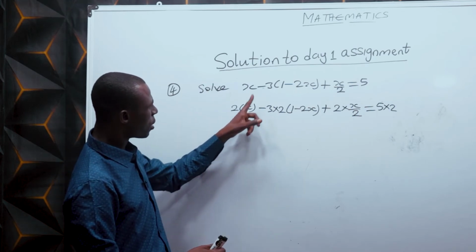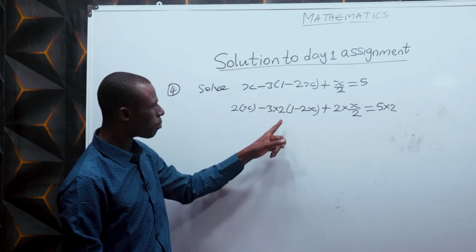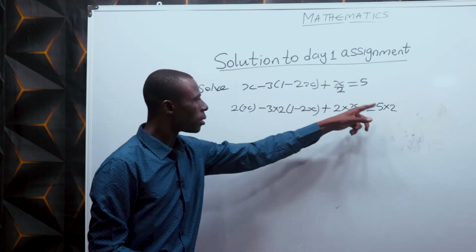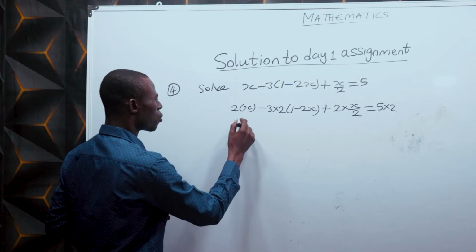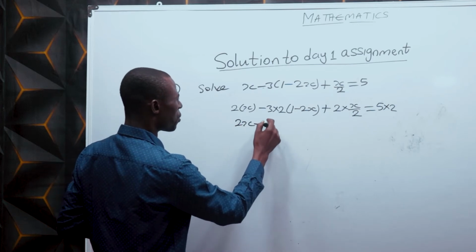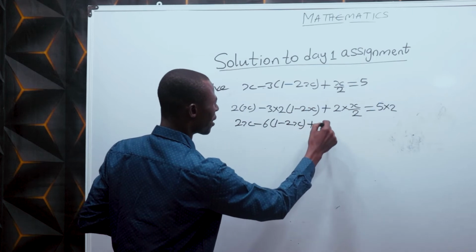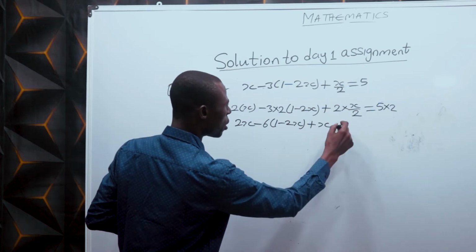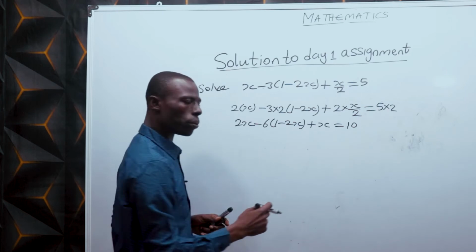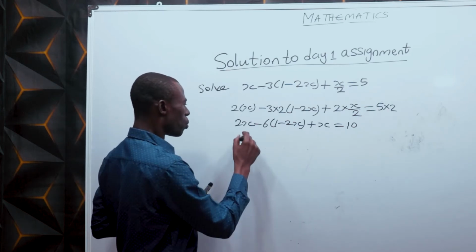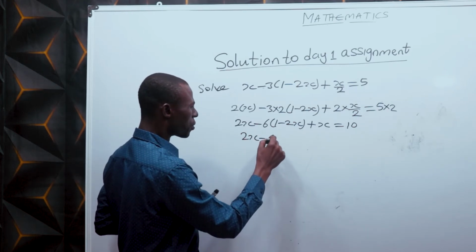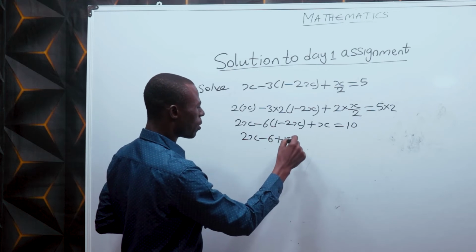You just make sure that you use the LCM to multiply every term in the equation. This is a term, this is a compound term, this is another term, this is another term. So this is 2x minus 6 into 1 minus 2x plus x. 2 we take care of 2 equals 10. 5 times 2. Opening this bracket, we have 2x minus 6 plus 12x.